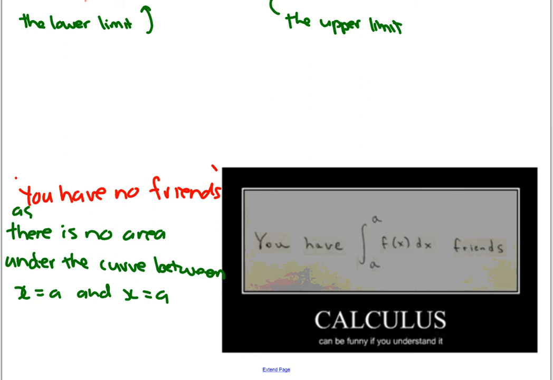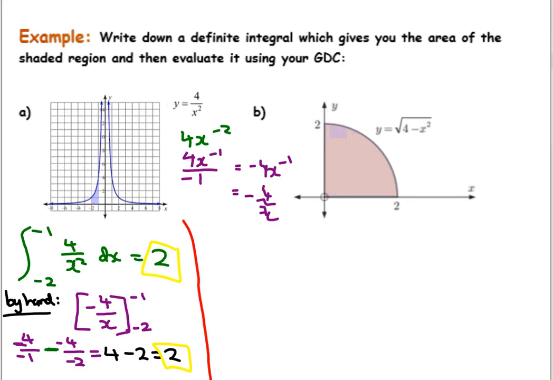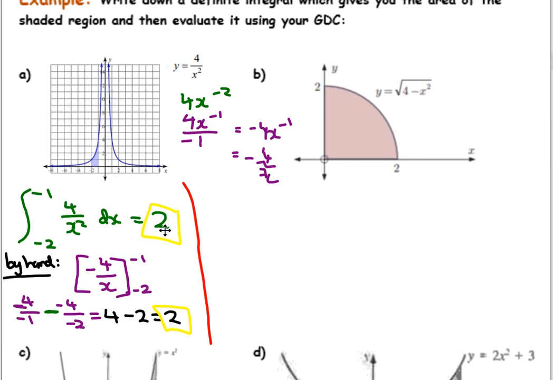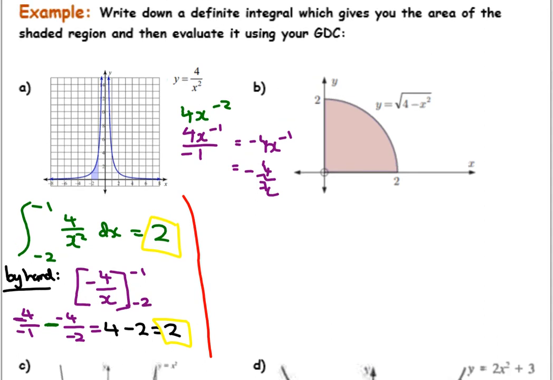Okay, so we're up to here. We did this one in green, we did it with a calculator. And then this one we did by hand. So I'll just remind you of how we did it. It says, write down a definite integral which gives the area of the shaded region.